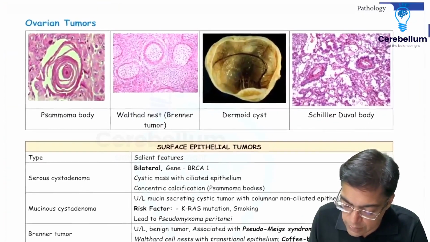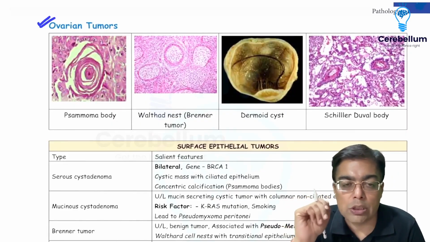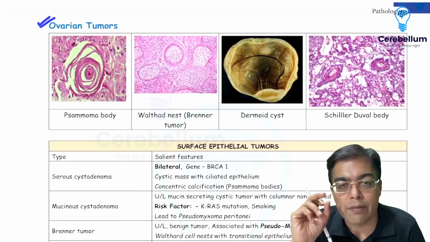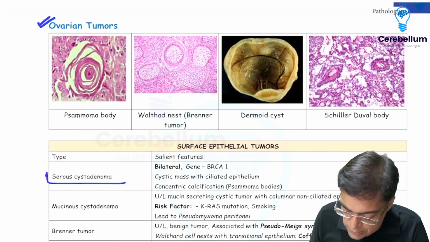Having said that, we are asked questions in the exam pertaining to ovarian tumors, and that can be an example of a histology or image-based question more commonly asked in the exam. So we have example of surface epithelial tumors, in which we are going to be talking about a tumor which is given the name of serous cystadenoma.